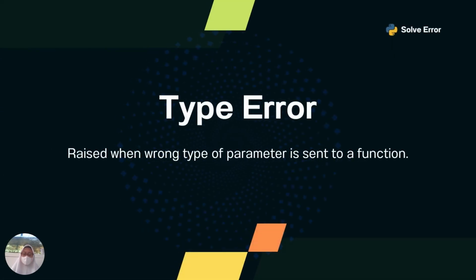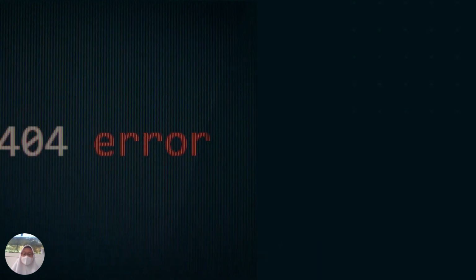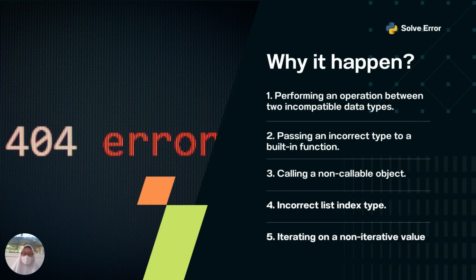It is type error. A type error is raised when a wrong type of parameter is sent to a function. Why did it happen? Because of performing an operation between two incompatible data types, passing an incorrect type to a built-in function, or calling a non-callable object. The fourth one is an incorrect list index type, and the last one is because of iterating on a non-iterable value. Okay, next we can go to the code.